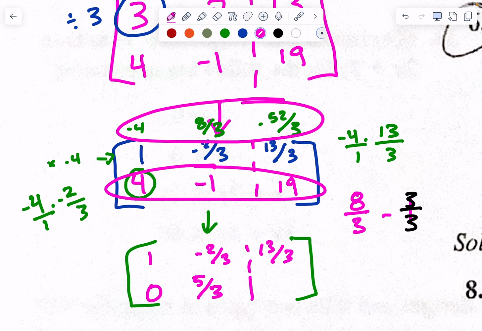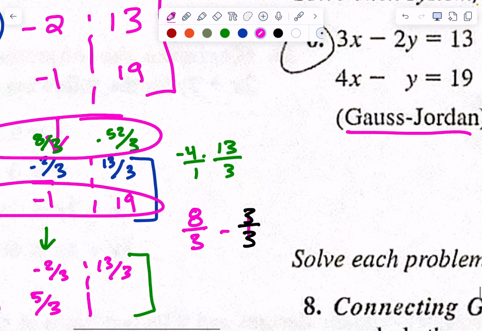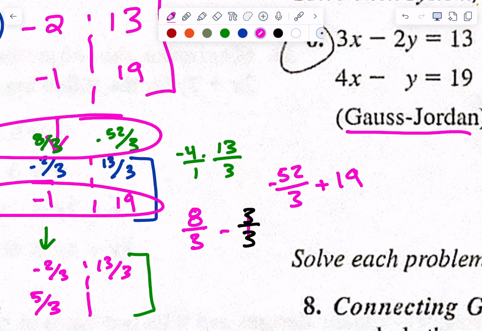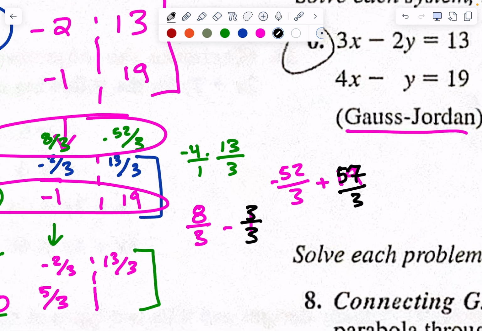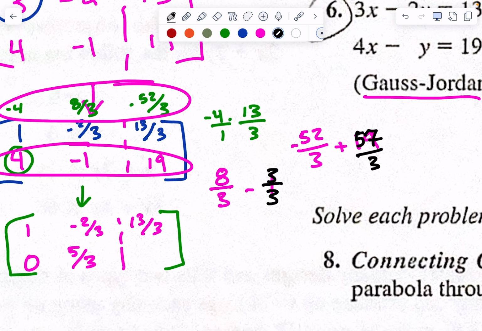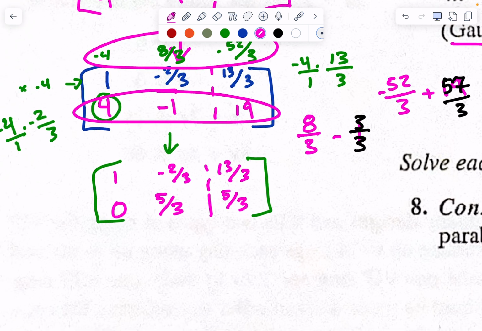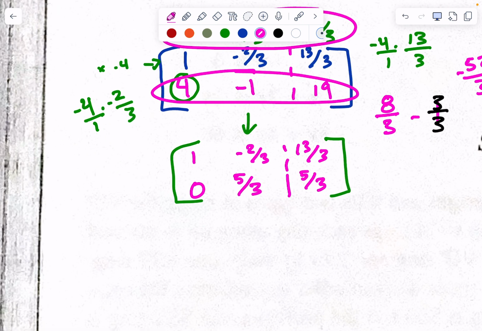Negative 52 over 3 plus 19. 19 in terms of thirds is 19 times 3, which is 60 minus 3, so 57/3. So it's negative 52/3 plus 57/3, which is 5/3. Is that what you got? Yep, perfect. It's going to start getting better now.